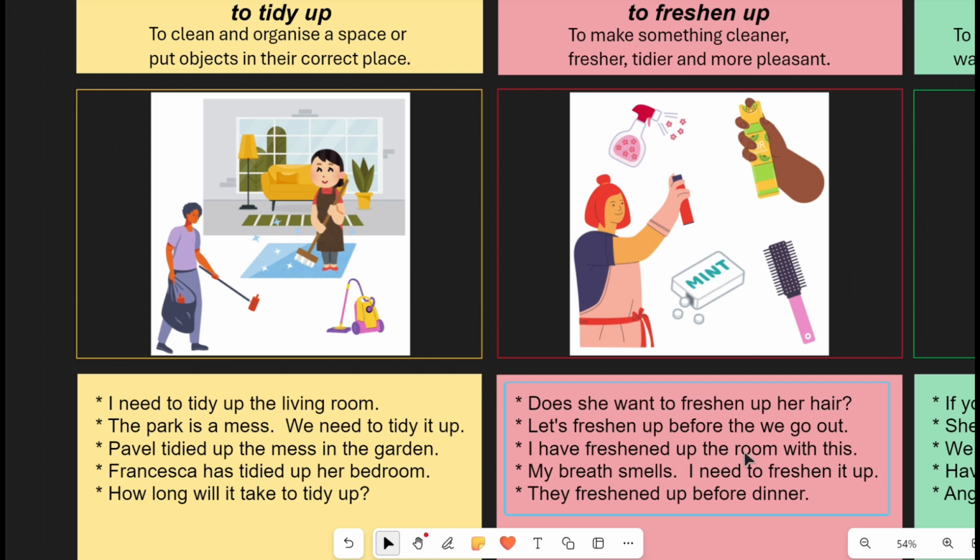I have freshened up the room with this. So maybe it's this lady right here. She thought, oh, the room doesn't smell as nice as she would like it. So she sprayed some air freshener, and she's saying she's freshened up the room with this product.